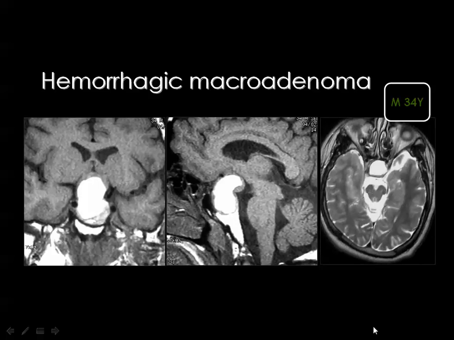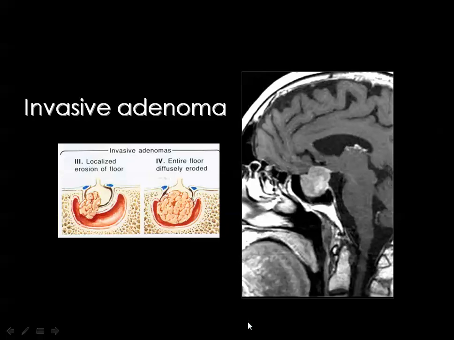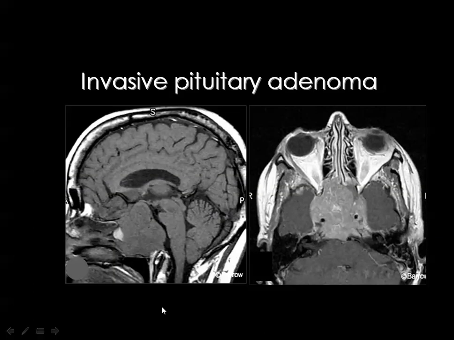And this is the axial T2 weighted image of the brain, showing the brightness of the hemorrhage inside the pituitary gland. An invasive adenoma, by definition, is that adenoma that, instead of going into the suprasellar area, destroys the sellar floor and extends into the sphenoid sinus. And if you see an adenoma which is eroding the sellar floor, extending into the sphenoid sinus, then you can call this an invasive pituitary adenoma.